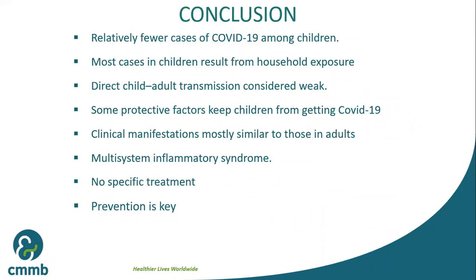We identified some protective factors that keep children from getting COVID-19. The clinical manifestations are very polymorphic and mostly similar to those in adults. And we have the multi-system inflammatory syndrome that can be very, very complicated to handle within children, leading to Kawasaki disease or shock syndrome. We need to pay attention to this.